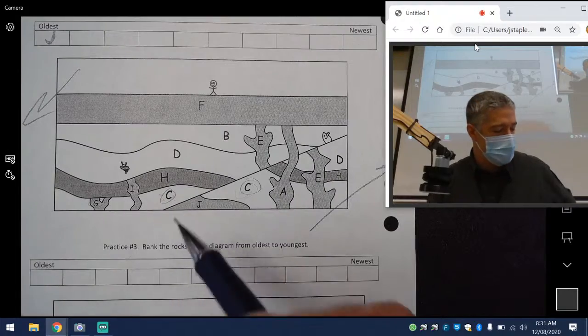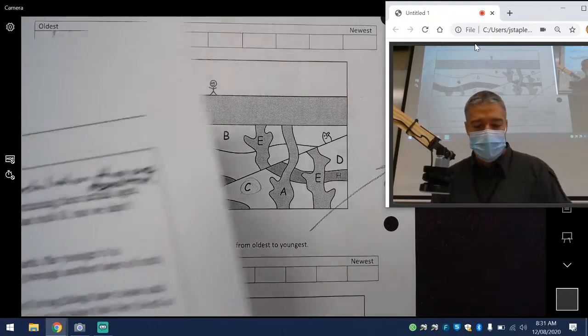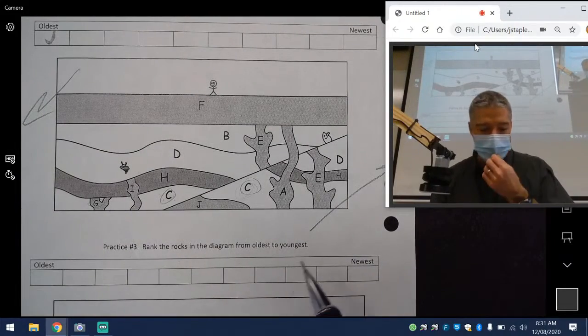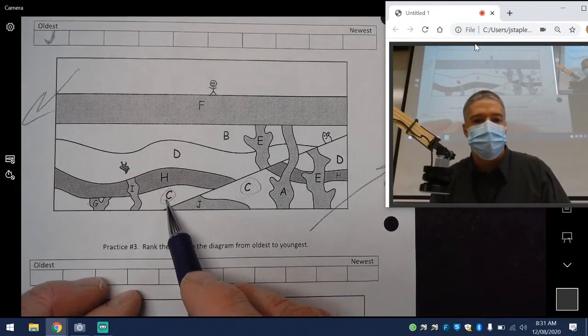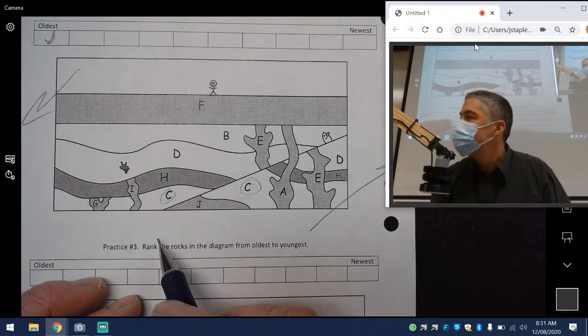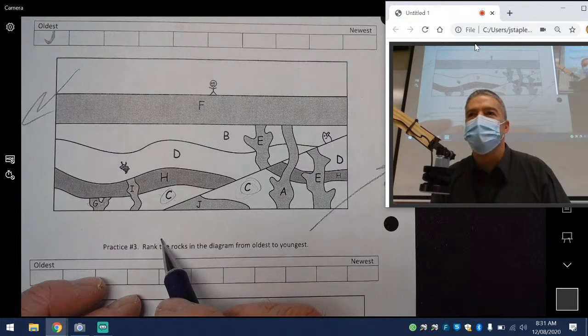I have to use the law of cross-cutting relationships now. Which one gets cut by the other one? Does C get cut by G, or does G get cut by C? Which one's cutting through?